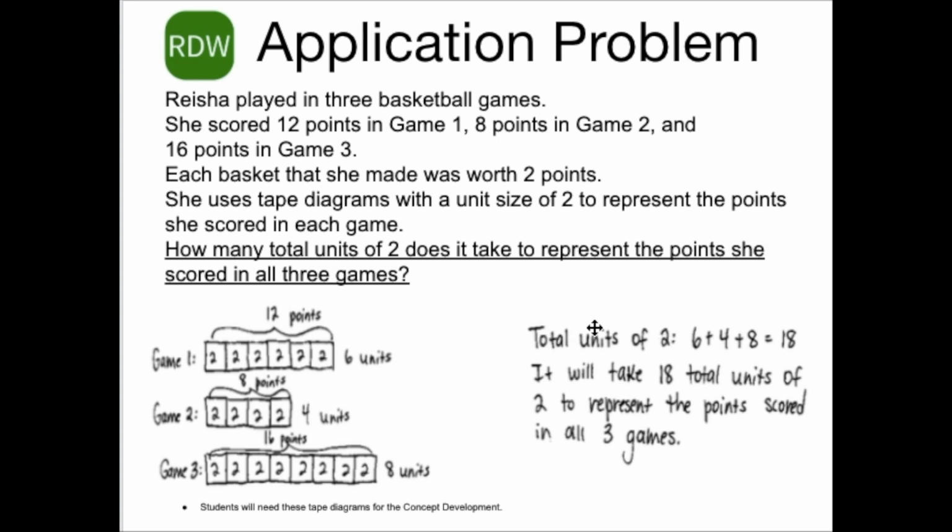So, the total units of 2, we had 6, we had 4, and we had 8. When you add it all together, we get 18 total units of 2. 18 total units of 2 represent the points scored in all 3 games.